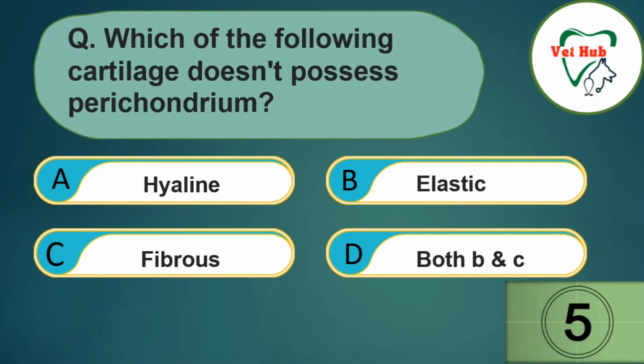The next question is, which of the following cartilage doesn't possess perichondrium? And the options are option A, hyaline cartilage; option B, elastic cartilage; option C, fibrous cartilage; option D, both B and C. And your time begins.